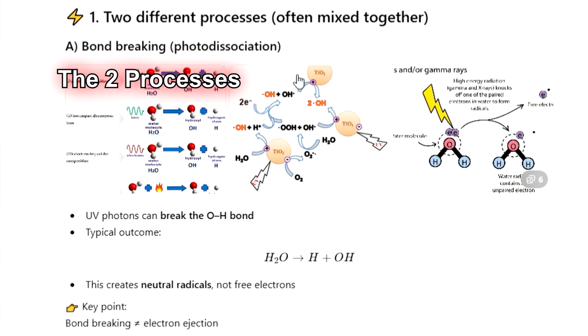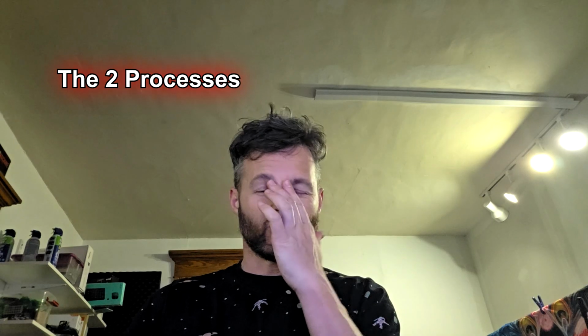Two different processes, often mixed together. Bond breaking, which is photodissociation, which isn't what you're doing. We're actually relying on the voltage pressure to dissociate the molecules. We're relying on the photon energy to energize each atom more to a positive state, rejecting its electron even further.